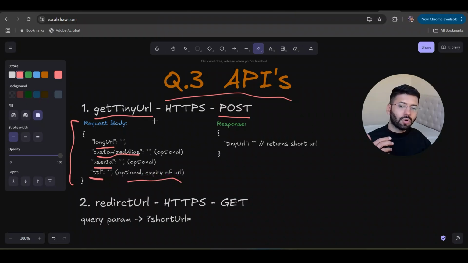So this was the request body of this POST request, and the response is that you will get the tiny URL. So basically you'll get the short URL which would correspond to the long URL.